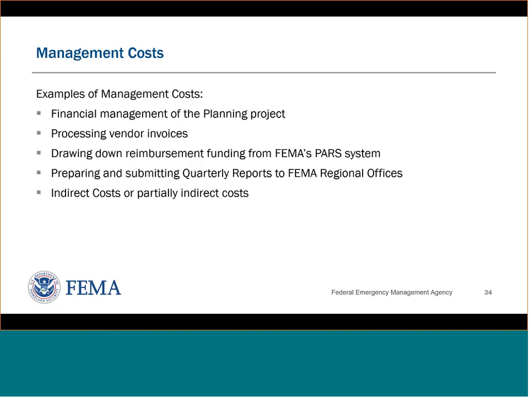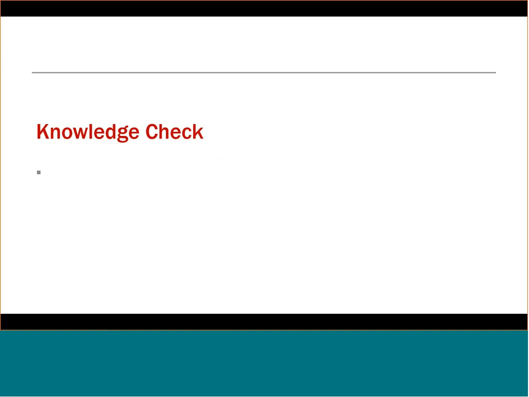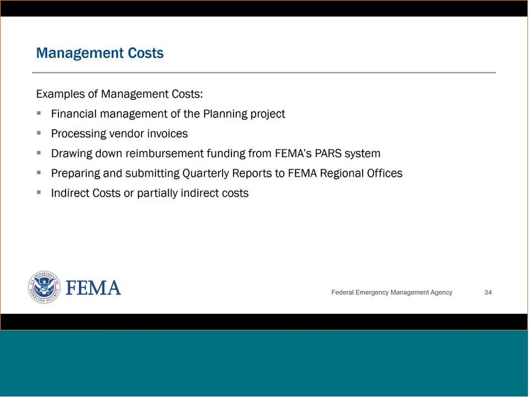It could be, again, some of the larger components of managing the grant writ large, such as preparing and submitting quarterly reports, so doing that ongoing monitoring throughout the award. And then again, any indirect costs or partially indirect costs would be examples of management costs. And Brenna, I know you're online, so this might be a good one too if you want to flag any other examples of management costs, because we do tend to get a lot of questions around these.